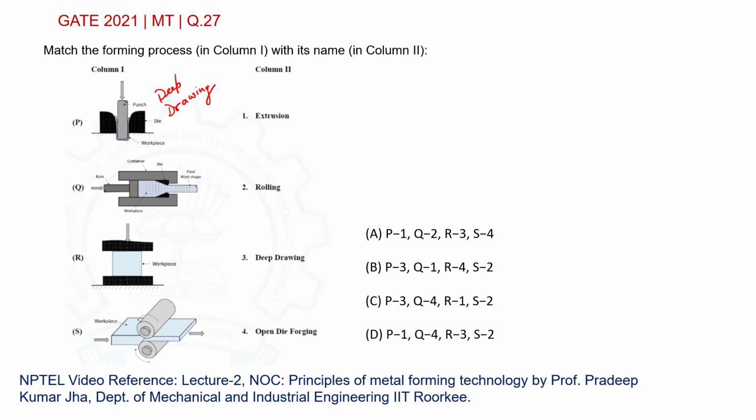Many components in your kitchen are made using this operation. One example is your glass tumbler, metallic tumbler, that is generally made using deep drawing operation. If you look at the second image, the Q, here you can see there is a ram, which is forcing the raw material or the workpiece through a narrow opening. Here is the opening, narrow opening.